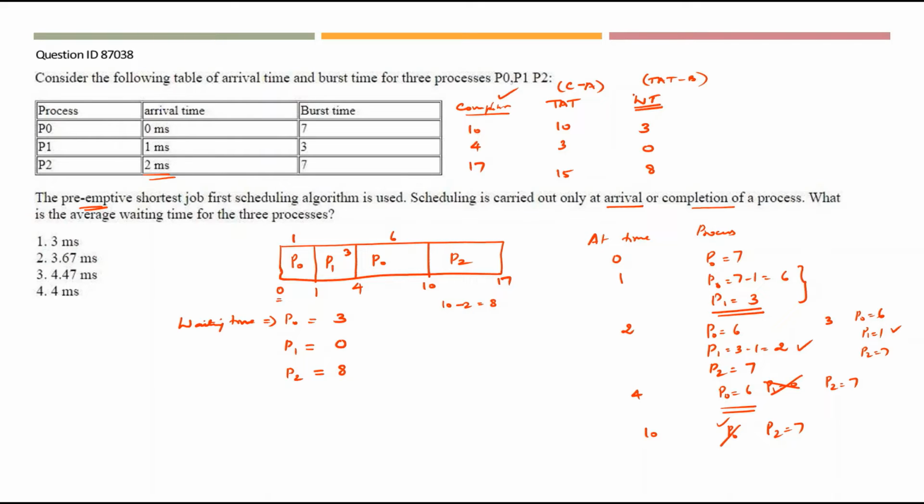Now we will find the average waiting time. Totally there are 3 number of processes. 3 plus 0 plus 8 which is equal to 11 divided by 3 and this will give approximately 3.67 milliseconds. Option number 2 will be the right answer.